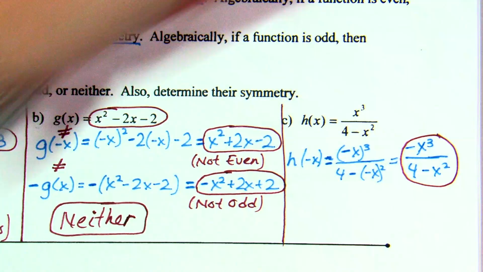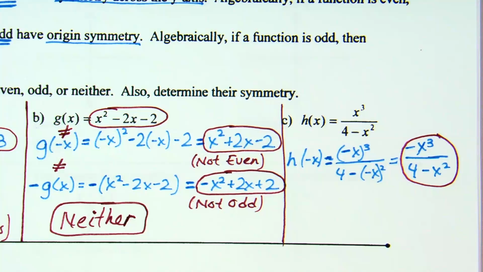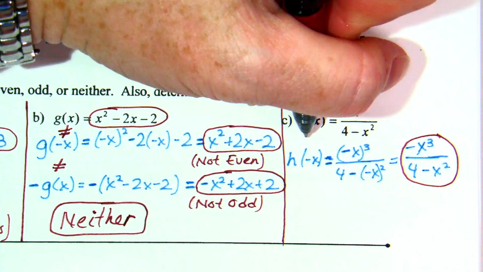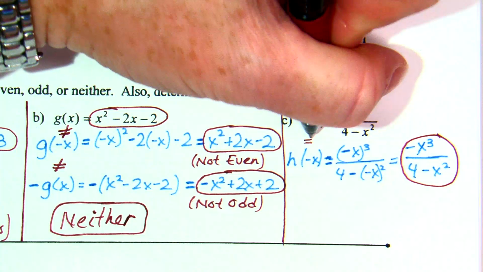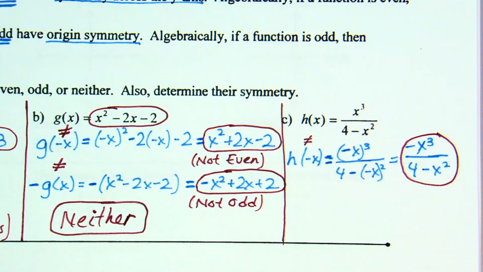Is there any way that that can be equivalent to my original? No. If I had all my signs different or something, and it's a fraction, we could talk. But in this case, so what do I know right now? It's not even right now. Okay. So what do I need to find once we know it's not even?